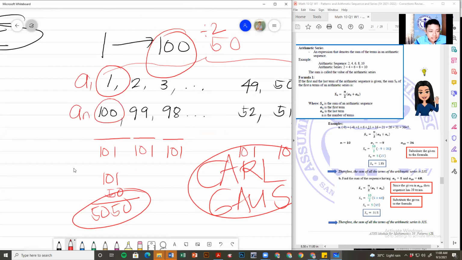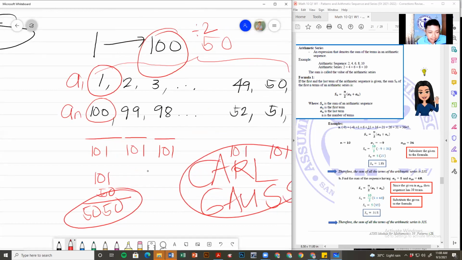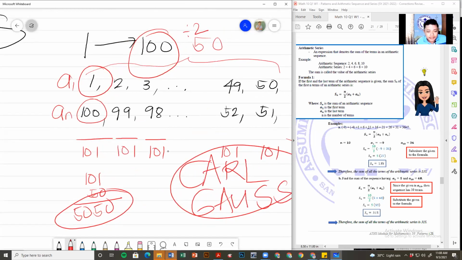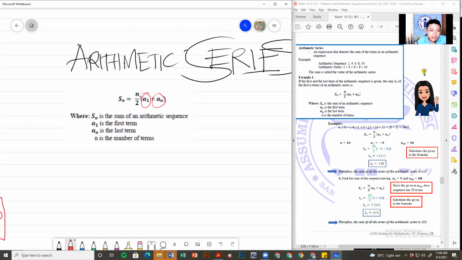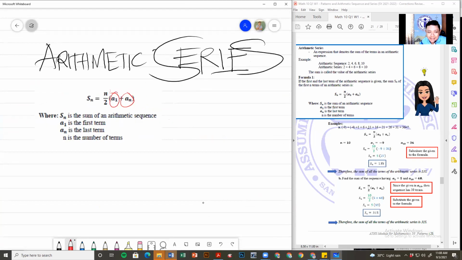So when you add this last term and the first term, definitely you will have the same sum from start till the end when you divide your n by 2. So a sub 1 plus a sub n, multiply it by n over 2, then you will have the S sub n already, or the arithmetic series.